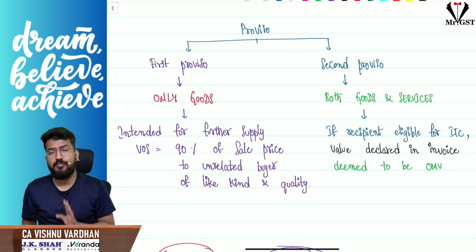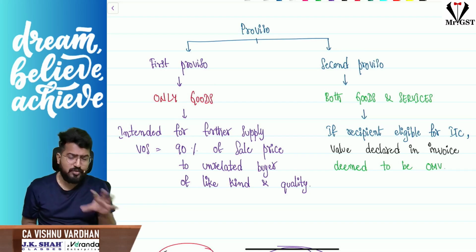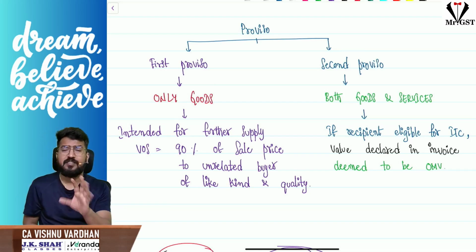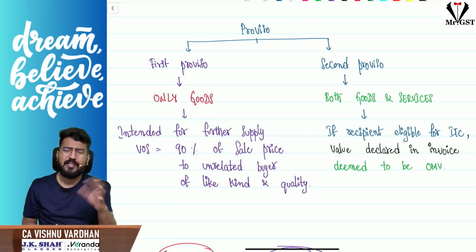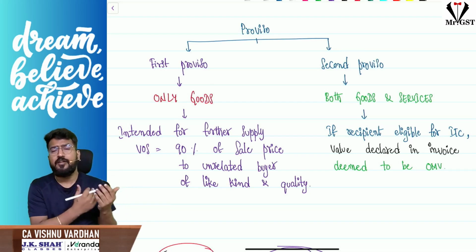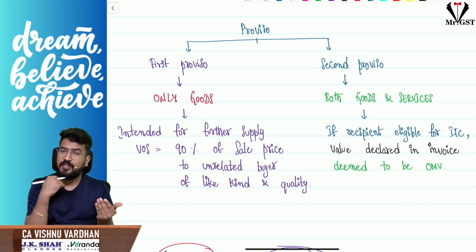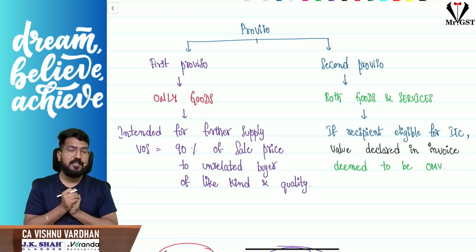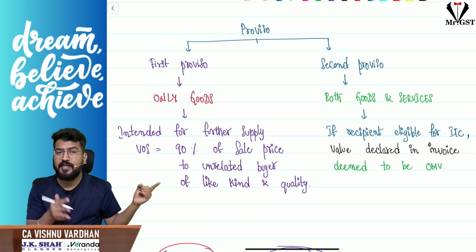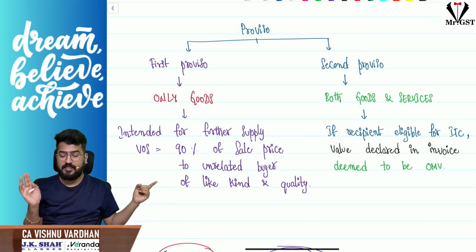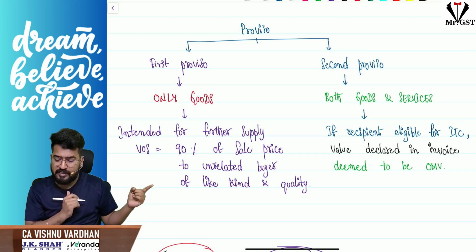Second proviso says both goods and services. I will show you the examples also. Second proviso says both goods and services. Sir, for a related person or distinct person transaction, we said open market value will be the value of supply, or like, kind and quality, all that. But the interesting and very important point is, if at all the recipient is eligible for 100% ITC.